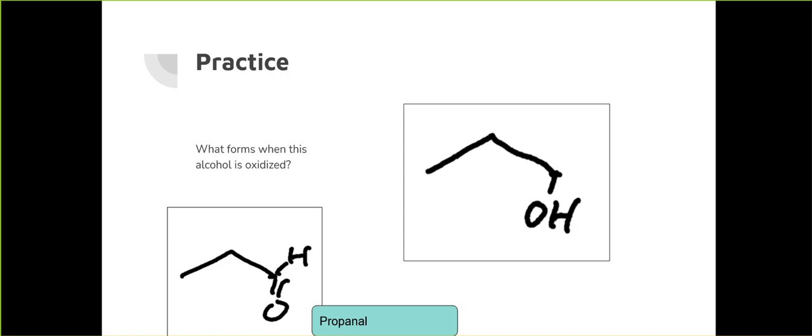Wait, why is it propanol? I'm just saying the book. There's an example. Not here. Oh, propanol here. I'm sorry, I'm doing two things at once. You've got 1, 2, 3 carbons, so that's going to be prop, and then it's enal because it's an aldehyde.